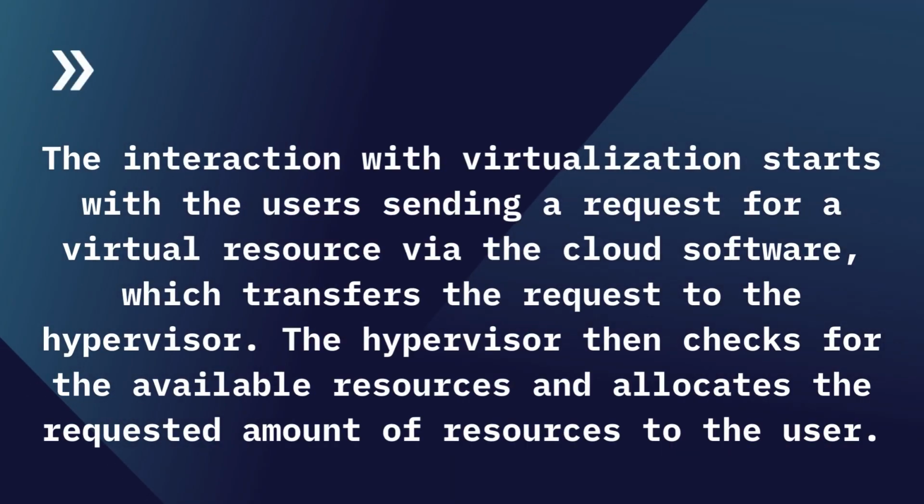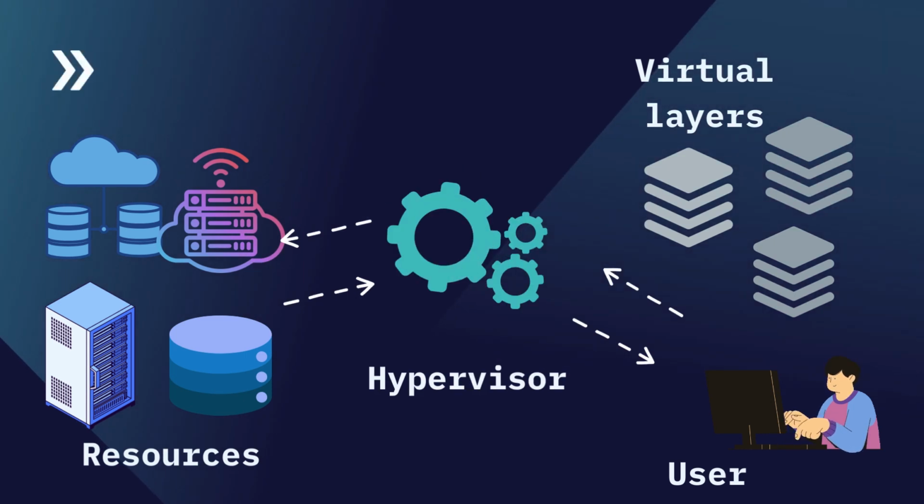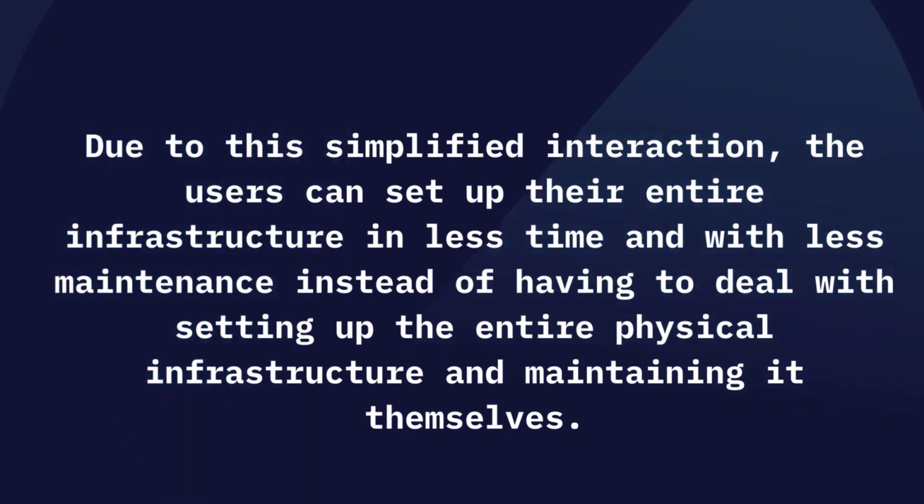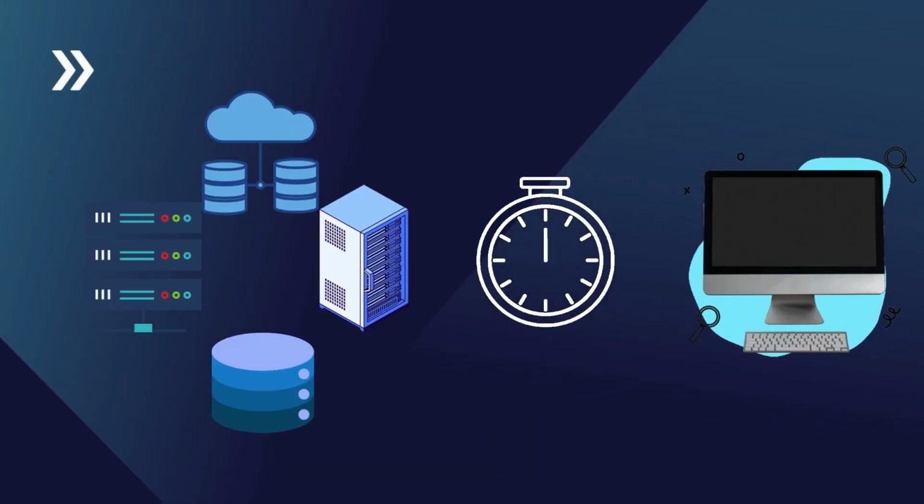The interaction with virtualization starts with the user sending a request for a virtual resource via the cloud software, which transfers the request to the hypervisor. The hypervisor then checks for the available resources and allocates the requested amount of resources to the user. Due to this simplified interaction, the users can set up their entire infrastructure in less time and with less maintenance, instead of having to deal with setting up the entire physical infrastructure and maintaining it themselves.